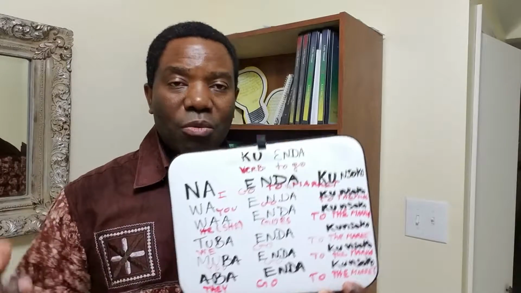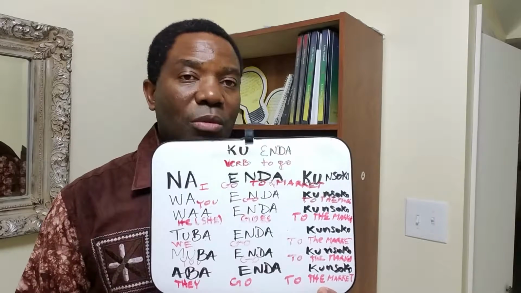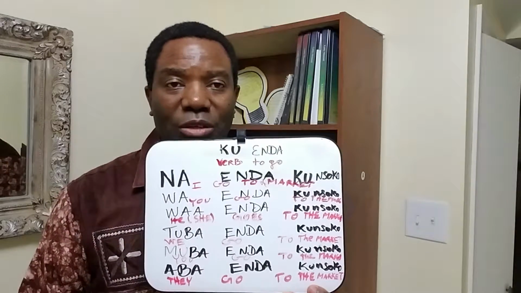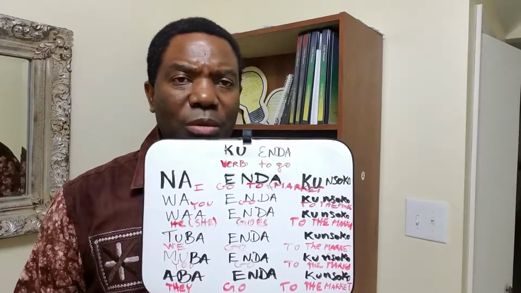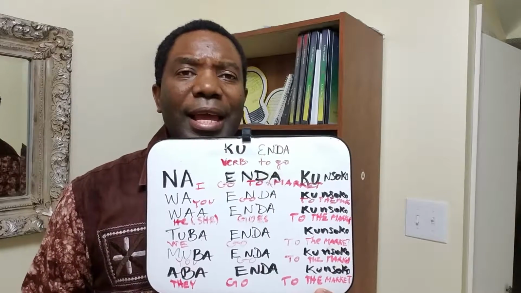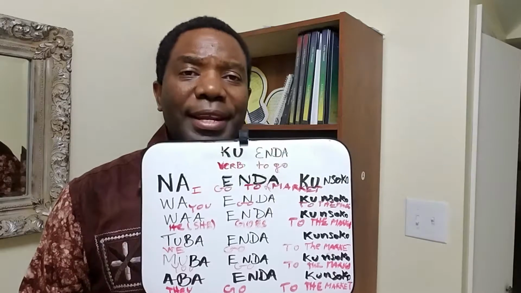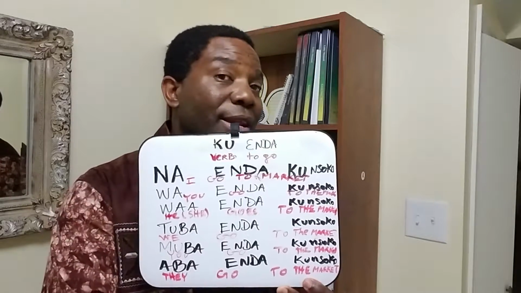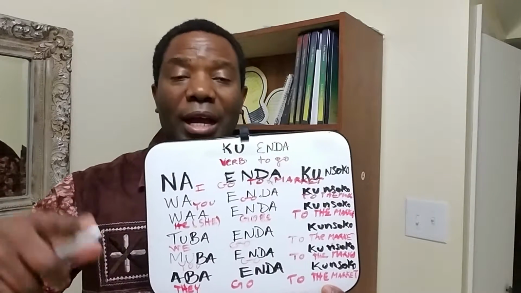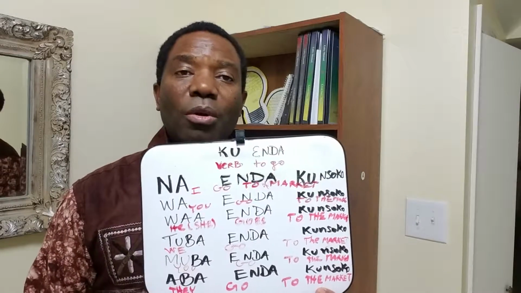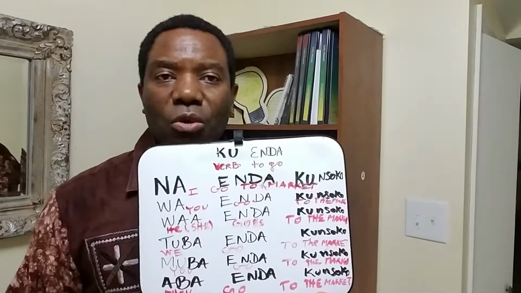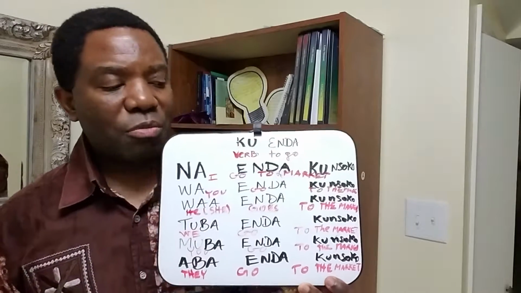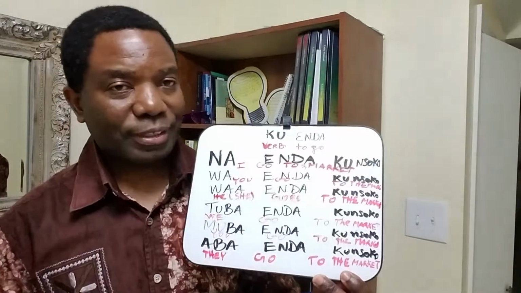And they go to the market, abaenda kunsoko. I'll start over. Kwenda kunsoko, to go to the market. Naenda kunsoko, waenda kunsoko, waenda kunsoko, tubaenda kunsoko, mwaenda kunsoko, abaenda kunsoko. So kunsoko means, soko means market.